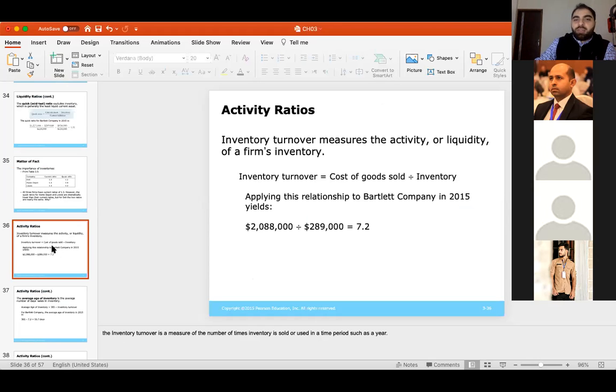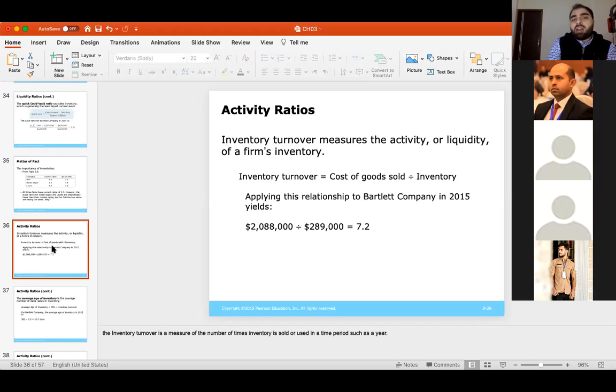Activity ratios, such as the inventory turnover. By inventory turnover we mean a measure of the number of times inventory is sold or used in a time period such as a year. So how many times we sell our inventory in each year, for example. Of course, the higher the inventory turnover, the better for the company. But again, it depends on the characteristics of the company and the industry where this company works.